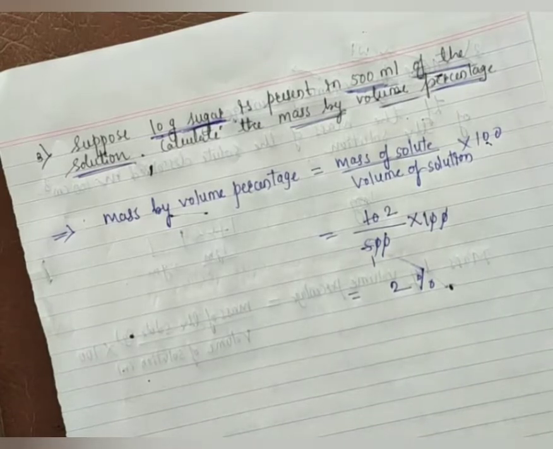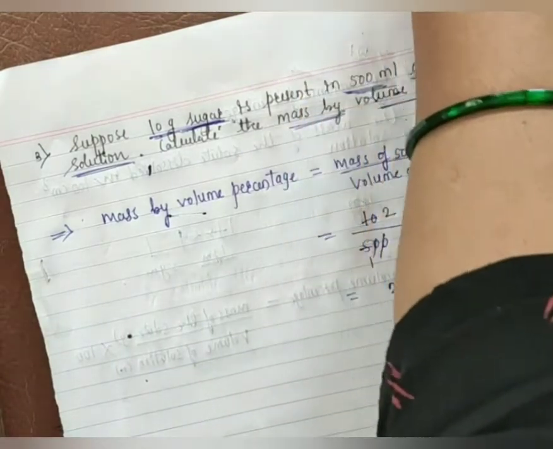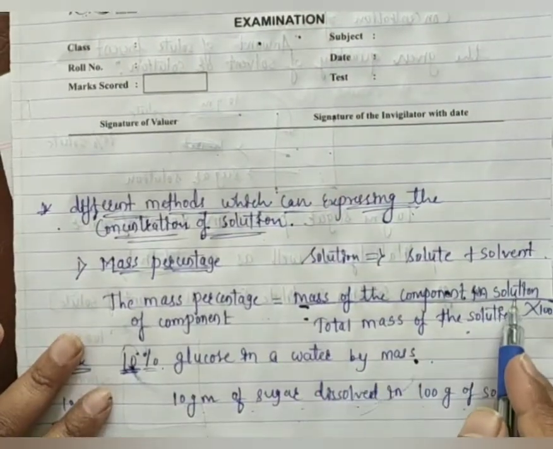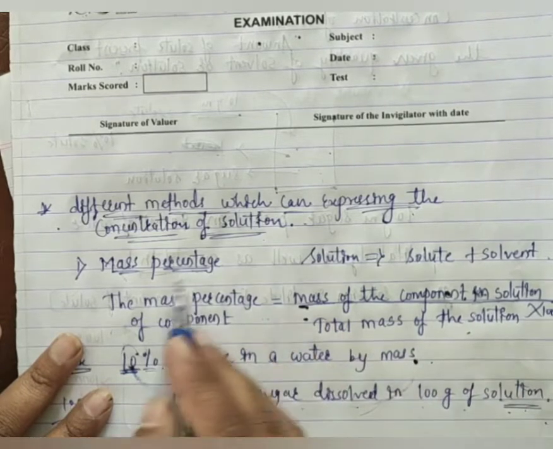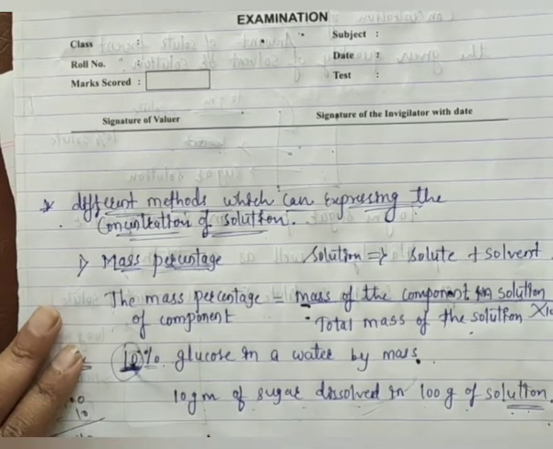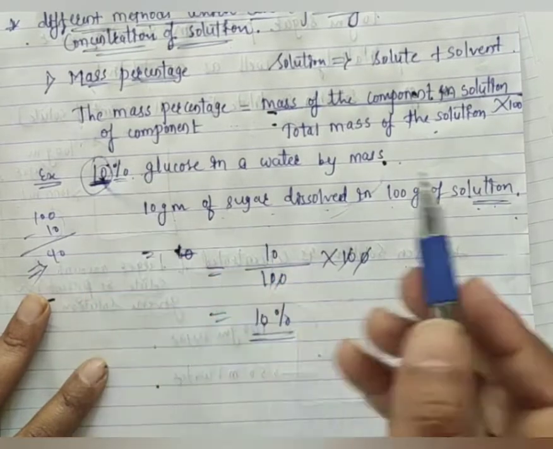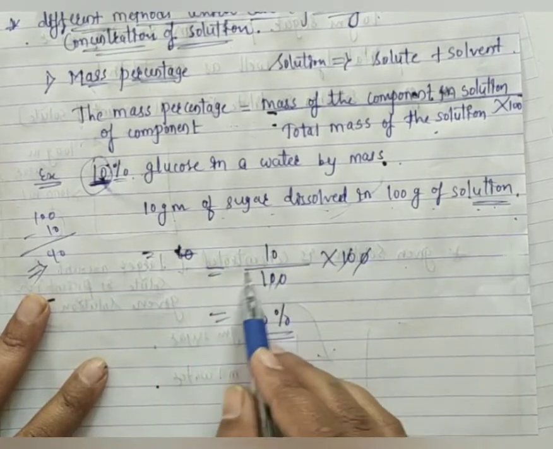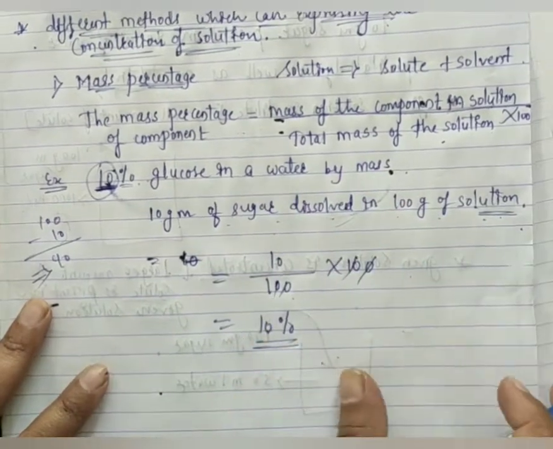So in today's class I discussed 3 different methods of expressing the concentration of a solution. The first method is the mass percentage method, where we have one formula: mass of the component of solution divided by total mass of the solution into 100. If they give 10%, this 10 will be the mass of the solute, and the total will be 10 plus the remaining 90. So 90 plus 10 is 100, into 100, I am getting 10%. So this is your formula.